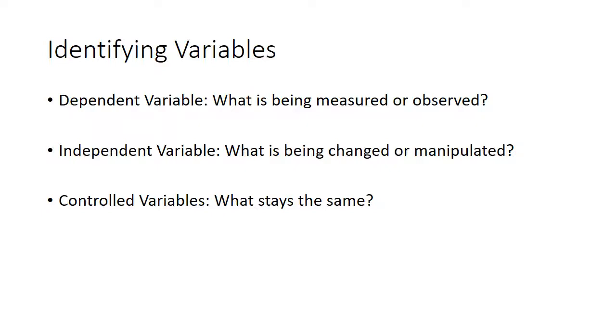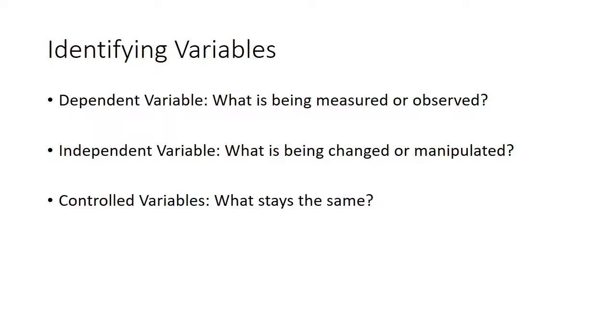Then I like to find the independent variable. To find the independent variable, you ask yourself what is being changed or manipulated within the experiment, and therefore affects the dependent variable. And then lastly, controlled variables. You're looking at what stays the same throughout the experiment to make sure that we know that the independent variable, or the variable that's being changed, is the one that's actually affecting the dependent variable.